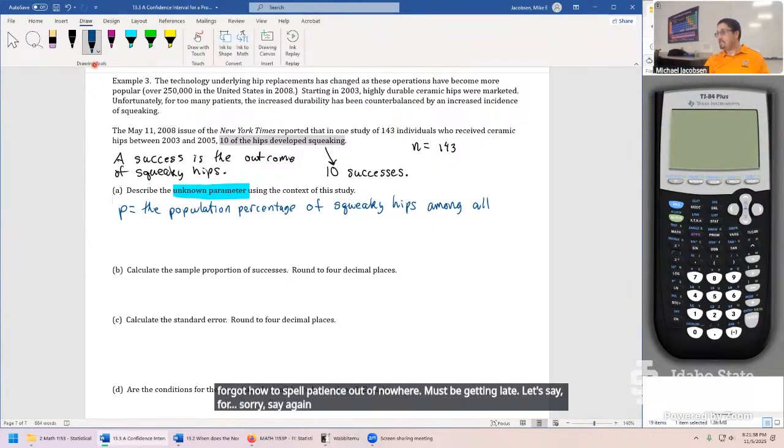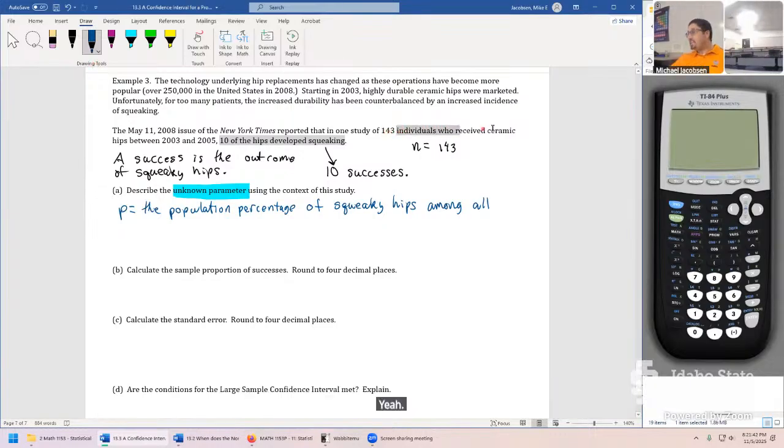It does say the 143 received ceramic hips. Yeah, that's kind of a giveaway. That should be in the population because if everyone had ceramic hips and the sample came from the population, they all have the ceramic hips as well. So we'll say among all people with a ceramic hip.